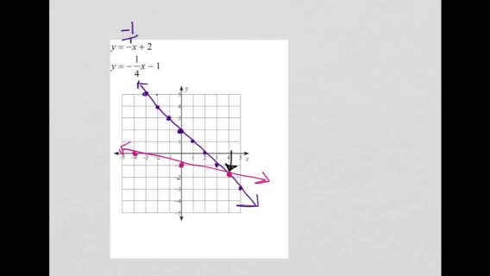This right here is the point I'm looking for. Where are the two lines crossing? So I need to figure out what the coordinates are to that point, which means my answer will be in XY form. I'm going to go from this point. What's my x coordinate? It's a 4. What's my y coordinate? It's a negative 2. So my answer is 4, negative 2.